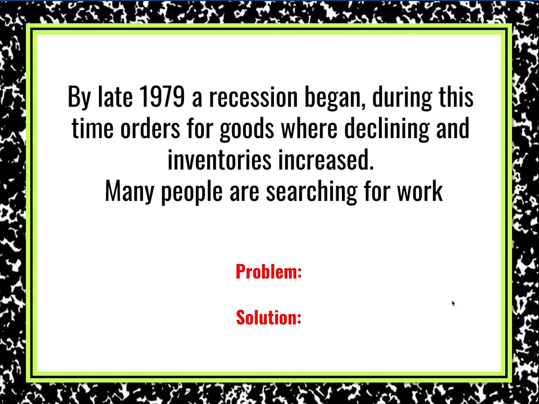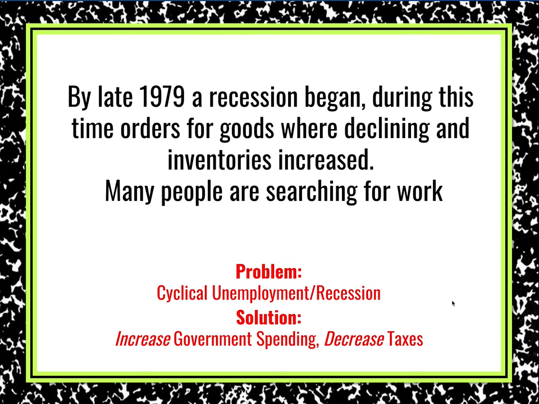Another scenario. By late 1979, a recession began. During this time, orders for goods were declining and inventories increased. Many people were searching for work. So here we have another problem. We have the exact opposite problem. We have a recession, and so we need to speed up the economy. So we have cyclical unemployment, possibly, and we also have a recession. So we want to speed up or help out the economy. So we would use an expansionary fiscal policy, possibly increasing government spending and or decreasing taxes.